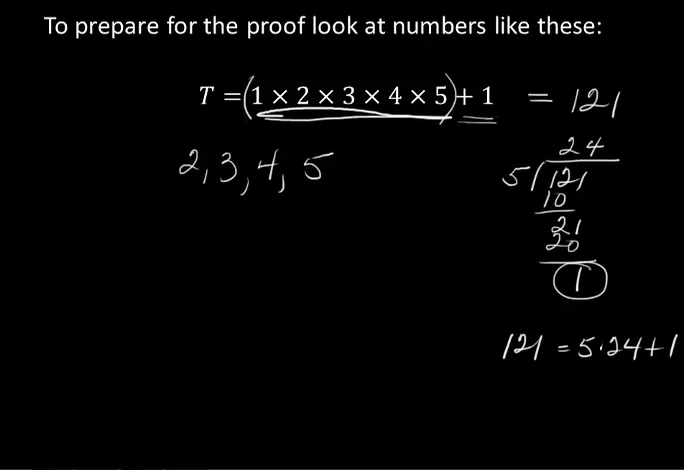So if you divide t by 2, 3, 4, 5, 20, 12, 6, 12, 2 times 5, 10, any combination of these four numbers, if you divide t by that, you will always be left with a remainder of 1. So none of the numbers less than or equal to 5 are factors of t.